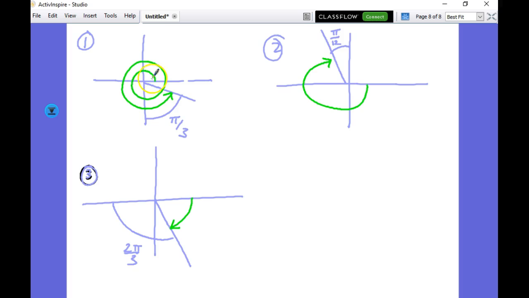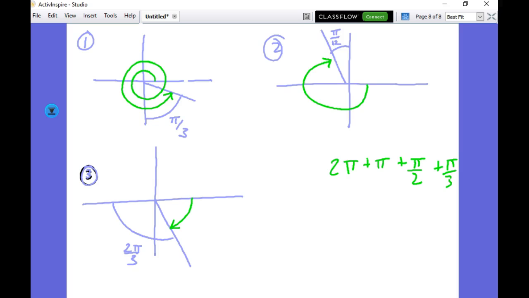So number 1, I have counterclockwise, so it's all positive. So we have a 2 pi here, going all the way around 1 time, we get 2 pi. And then we go another half a circle to make pi. And then another quarter circle, which makes pi over 2. And then after we do that, we have a pi over 3 left. So I broke it up into 3 parts. I can color coordinate them if that would help. Or did you see it?